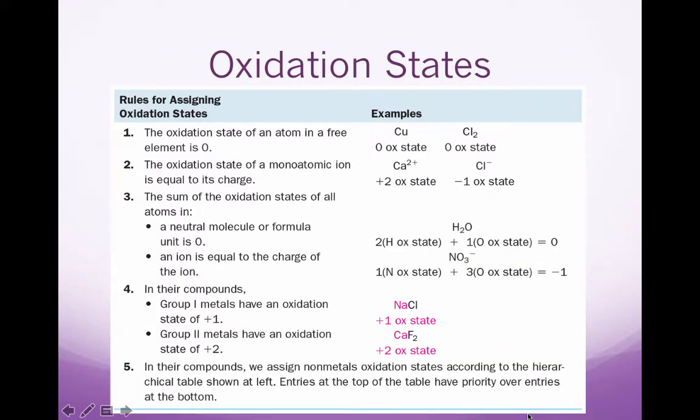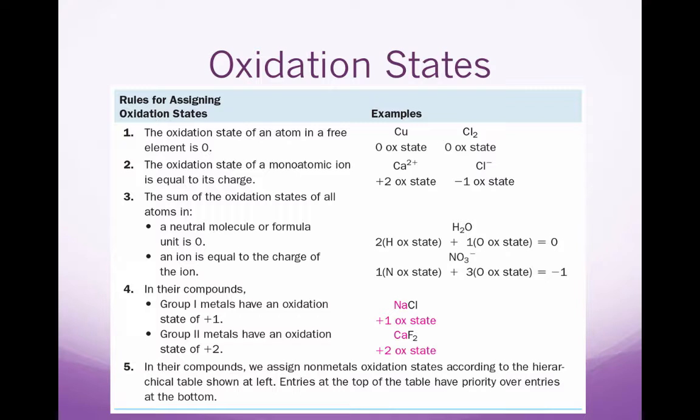Here are the rules for assigning oxidation states. So the first rule is the oxidation state of an atom in a free element is 0. So for example, copper metal, just by itself, no charge, its oxidation state is 0. Chlorine gas, Cl2, its oxidation state is 0. So basically, if you see any element by itself without a charge, it's going to be 0. And then you just have to remember the diatomics. So if you see H2, O2, Cl2, so on and so forth, they have an oxidation state of 0.